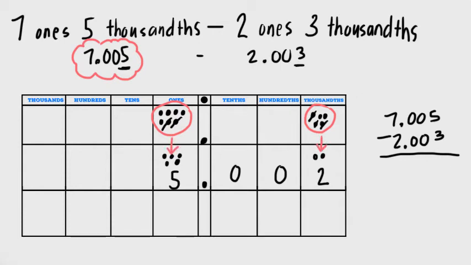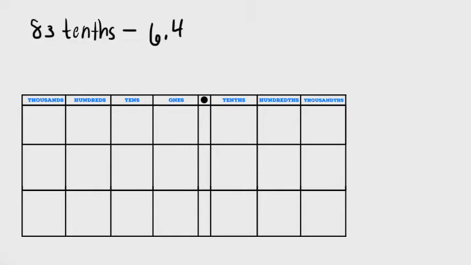When we do the math, pretty easily we can just bring it down, and you can start to see that as long as you line these up, showing it as an equation is much easier. But this visual gives you the idea of what's happening. We're taking away from this bigger number. Let's try another one. So 83 tenths, and we're taking away 6 and 4 tenths.